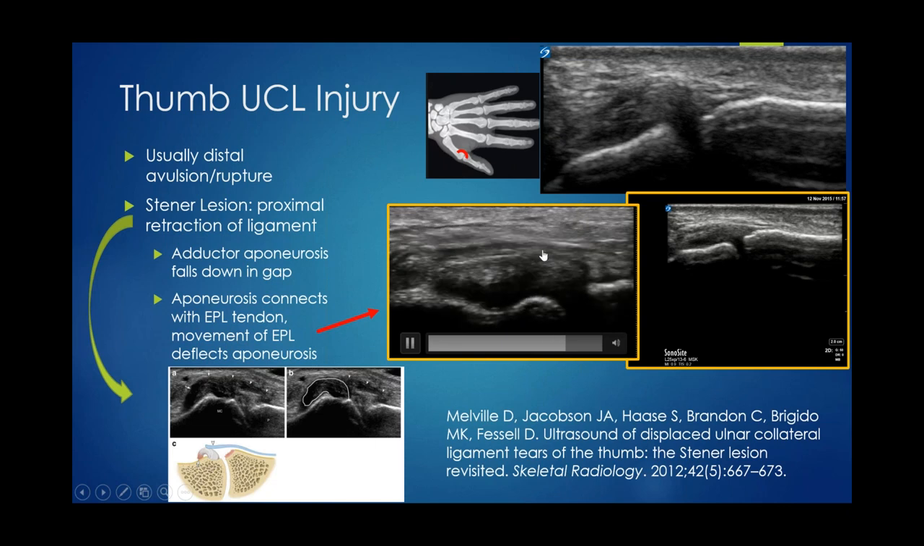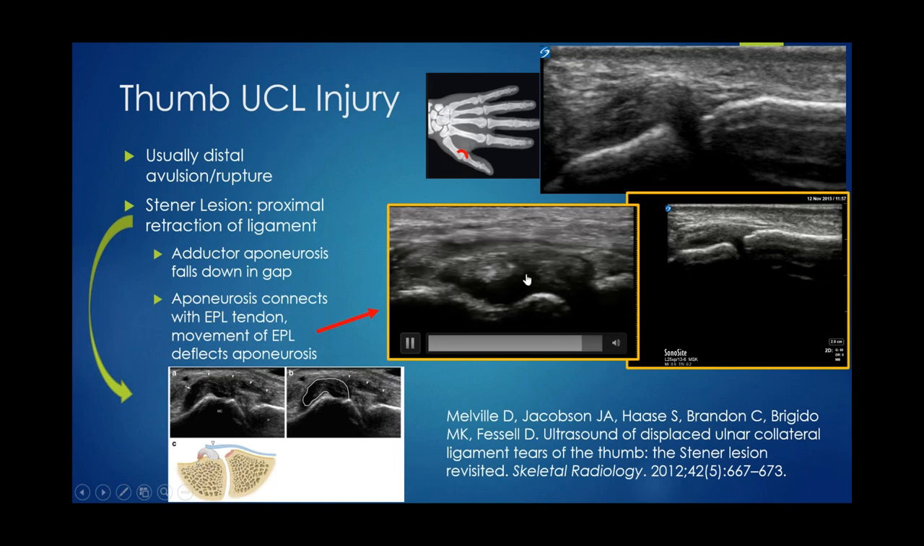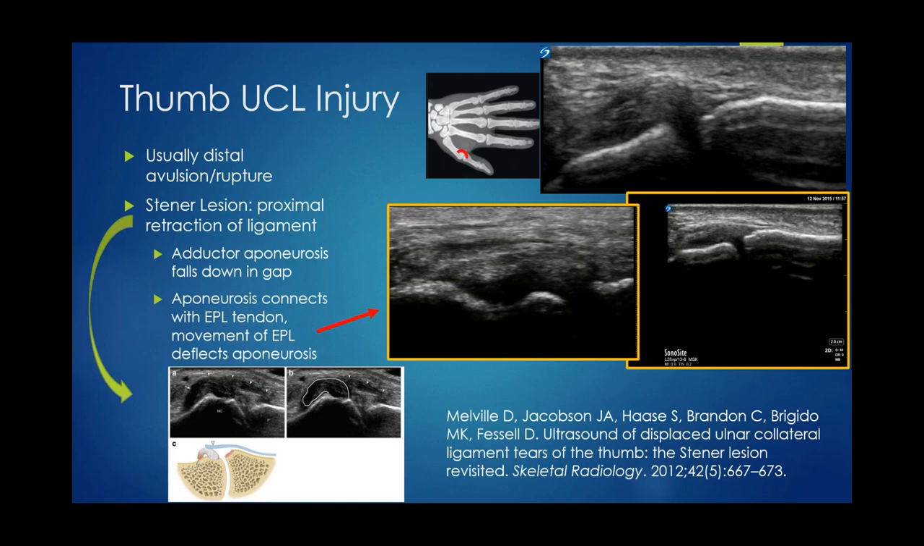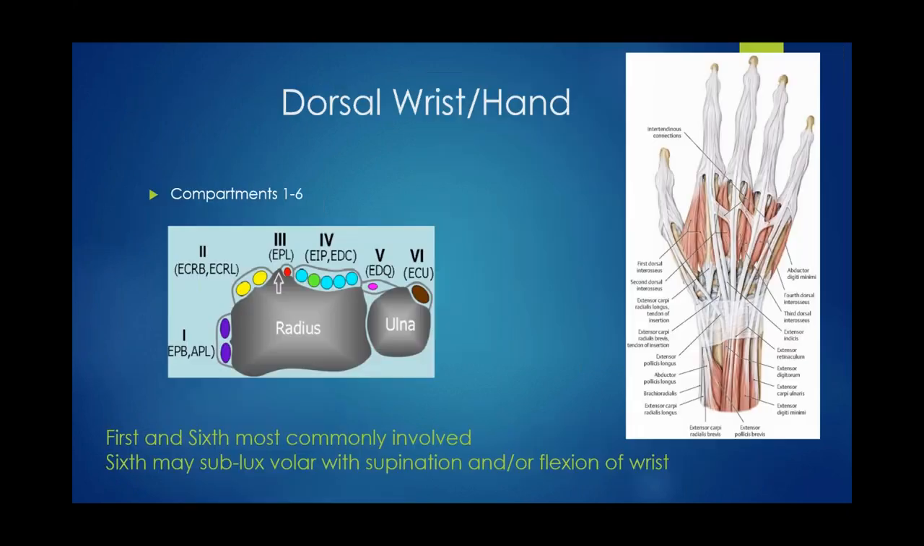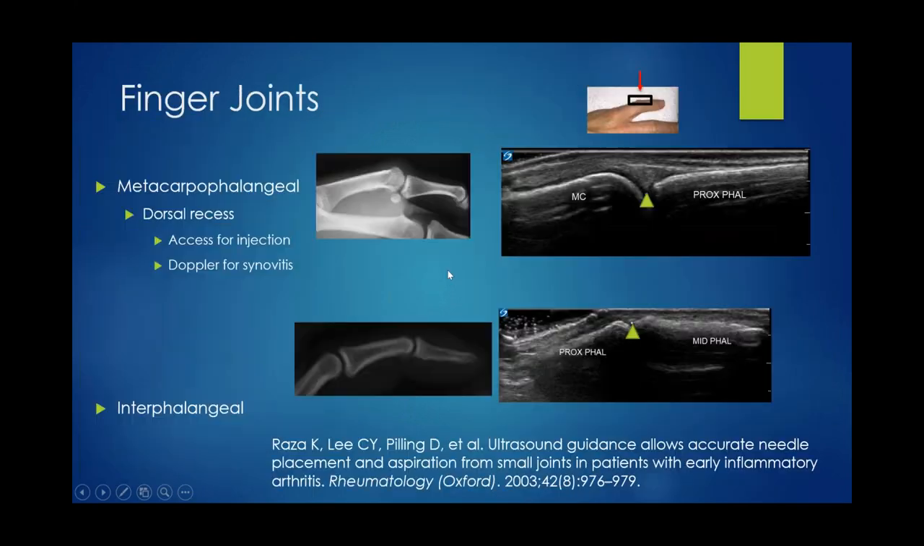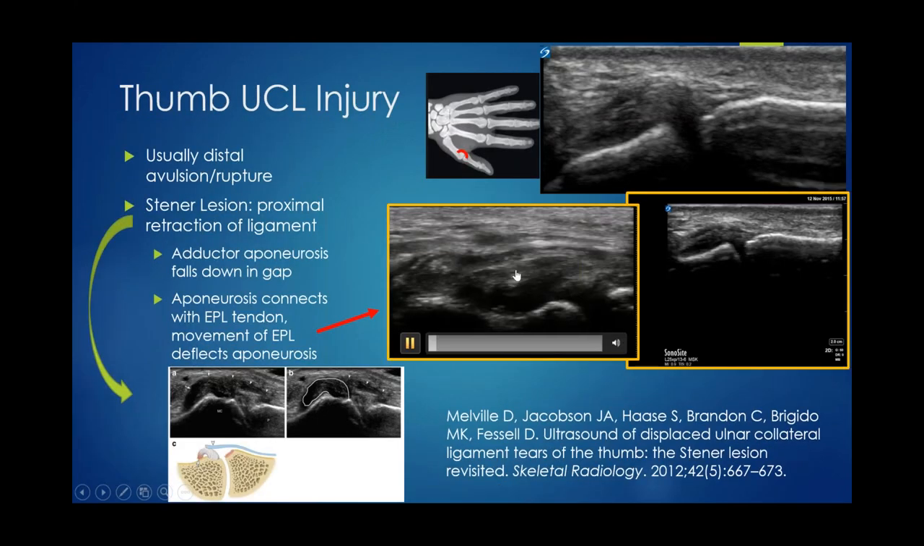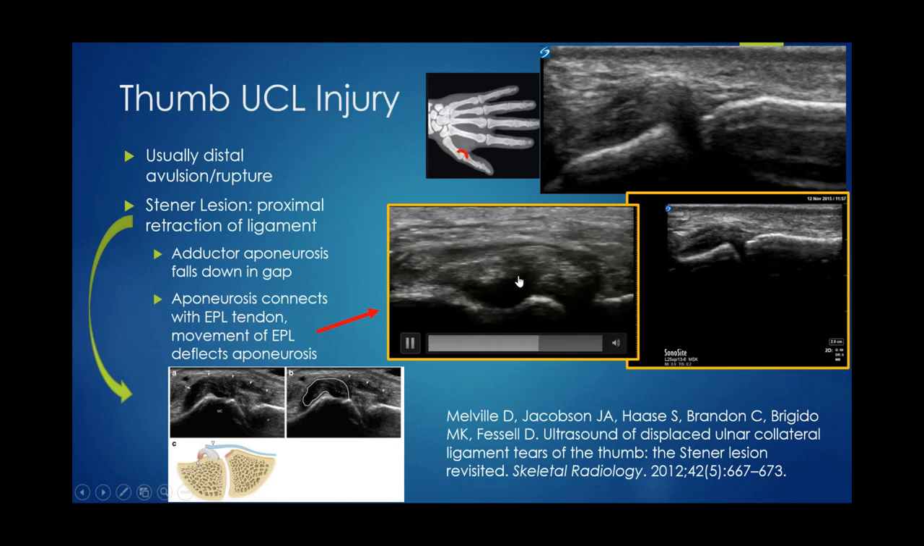Here we see the metacarpal and the proximal phalanx with the ulnar collateral ligament connecting the two bones. This relatively hypoechoic structure here is the adductor aponeurosis. The aponeurosis itself connects dorsally into the extensor pollicis longus tendon. We can therefore use the extensor excursion of the extensor pollicis longus tendon by deflecting the IP joint of the thumb to move the aponeurosis back and forth, making it more conspicuous or easier to see overlying the ulnar collateral ligament.